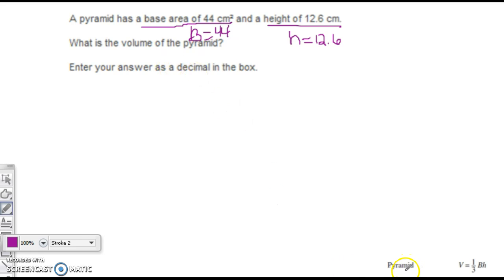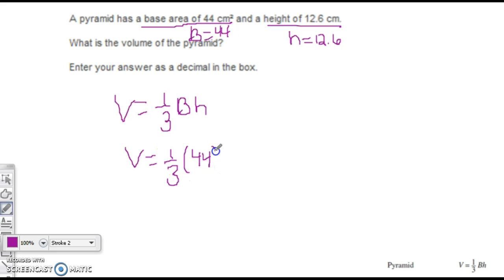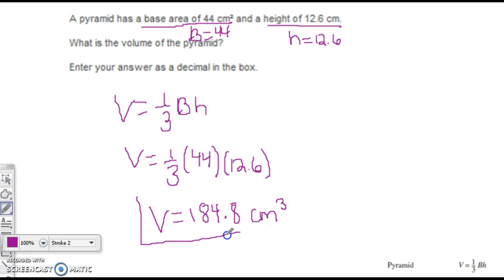So I pulled this formula straight from the formula sheet. Volume equals 1/3 area of the base times the height. So in this case, the area of the base is 44 and the height is 12.6. And then it just becomes a calculator problem. So let me type this in. 1/3 times 44 times 12.6. And I got that the volume equals 184.8. And anytime we deal with volume, we're dealing with units cubed.